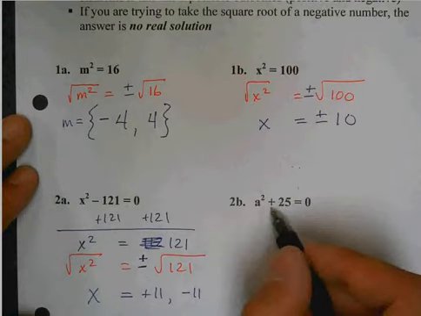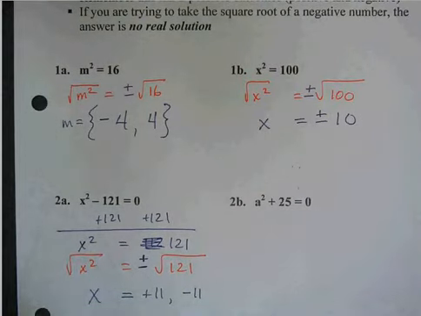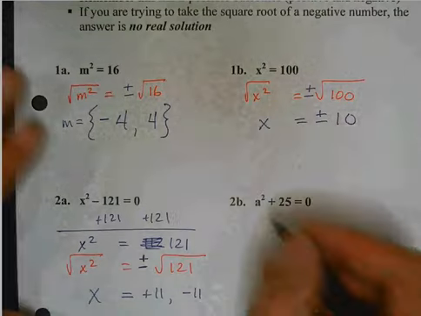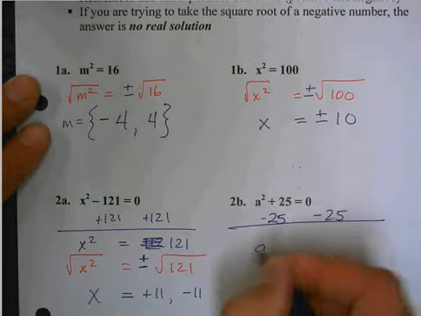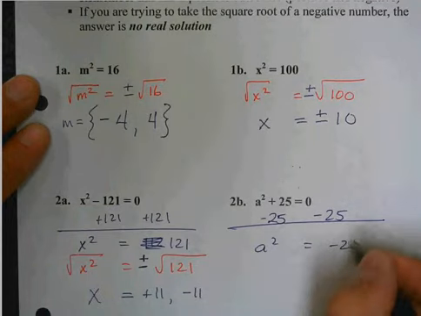All right, a squared plus 25 equals 0. Once again, we don't have the a squared by itself, so how do I get rid of that plus 25? Subtract it from both sides. All right, so everybody subtract it from both sides. A squared equals negative 25.